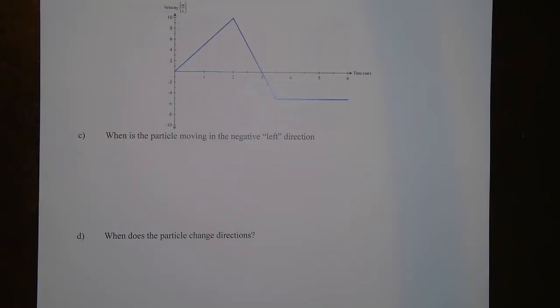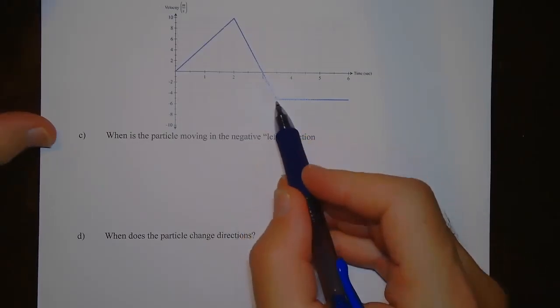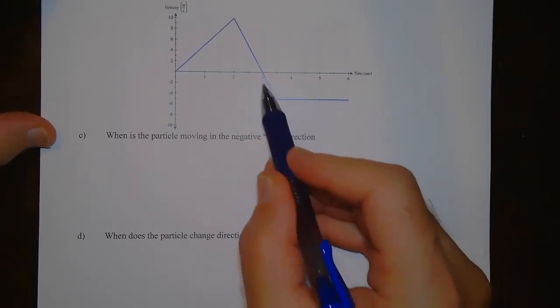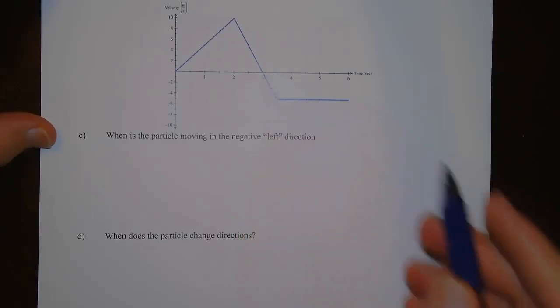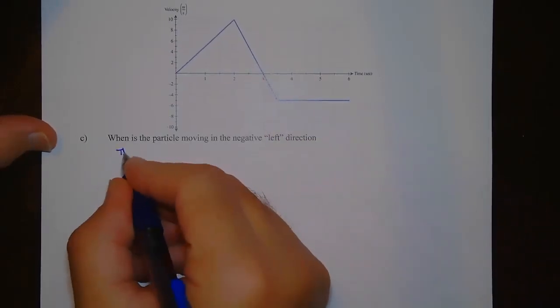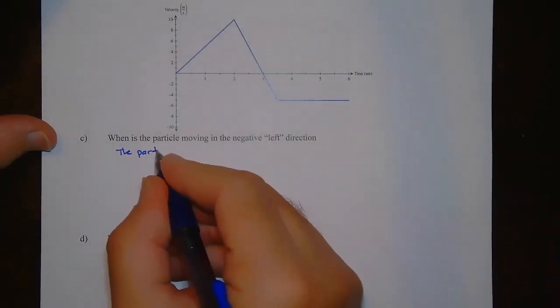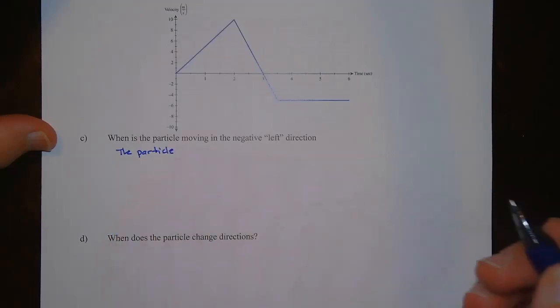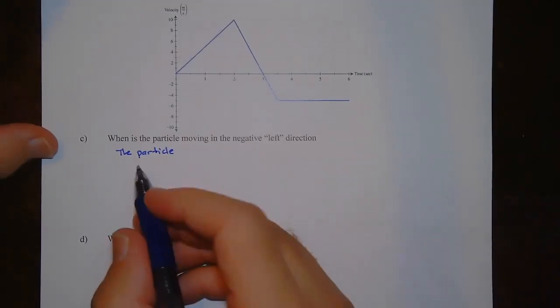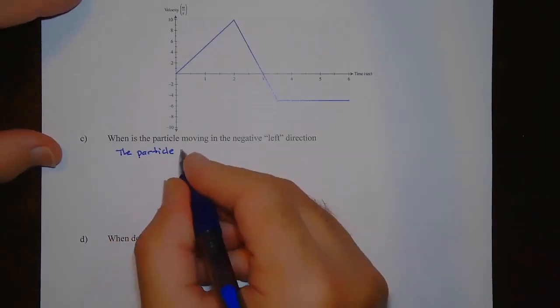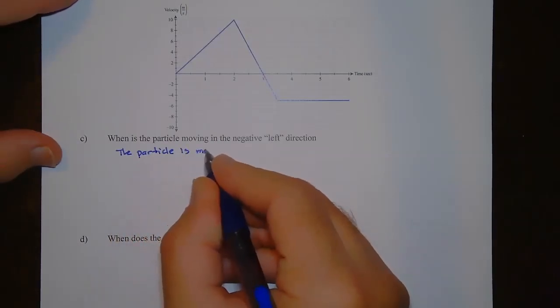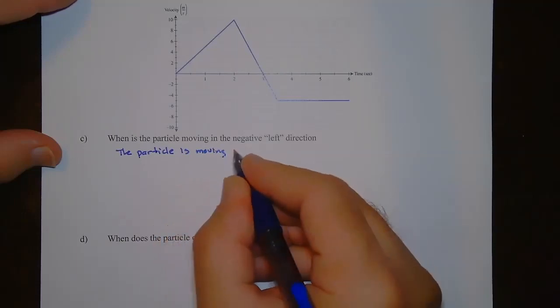So the next thing, when is the particle moving in the negative or the left direction? Okay, so that would be when the velocity would be negative. Well, where's the velocity negative? Well, that would be this part of the graph right in here. For all of these times, the velocity is negative. So we would say the particle, or I'm just saying particle, it can be anything, just realize that. It could be a cart, it could be a particle, it could be a bicycle. I mean, it could be anything moving. The particle is moving in the negative direction.